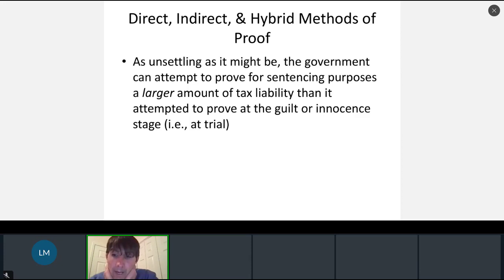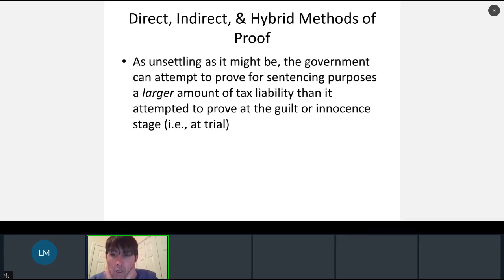Then the government can do a complete 180 at sentencing and say, well, we've got our conviction now, but we know that Johnny evaded substantially more than $30,000. In fact, he evaded to the tune of 60,000 or perhaps 120,000. And guess what? For purposes of sentencing, we're going to put the entire amount in issue.